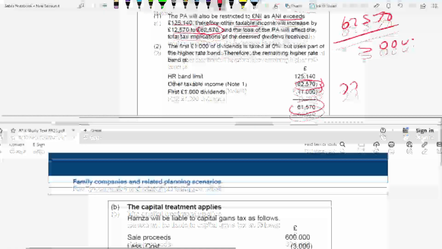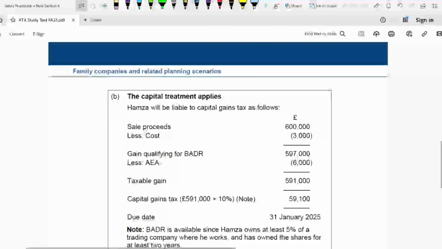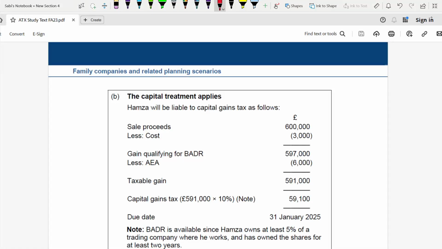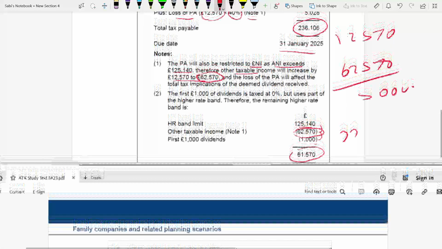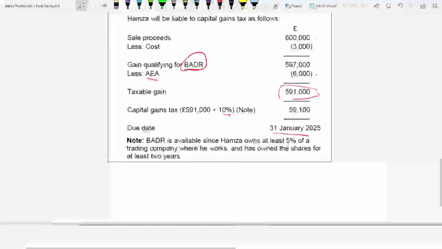Now moving on to capital treatment. If it's a capital treatment, once again, sale proceeds are 600, you bought it for 3,000. This is the gain. You will deduct your annual exempt amount. Do not forget the 6,000, and this is your taxable gain at what percent? At 10%, because it's eligible for BADR, and it will be 31st Jan 2025. If you see, the due dates are the same whether it's income or this one.